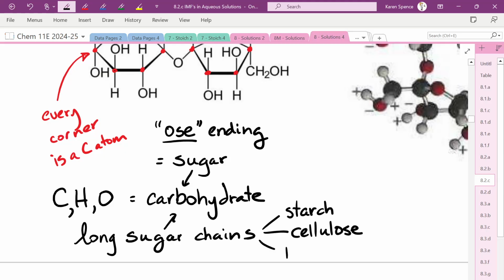And we have polysaccharides. You are not responsible for any of this, but it's kind of interesting, and if you're planning on taking Biology 12, it will be helpful.